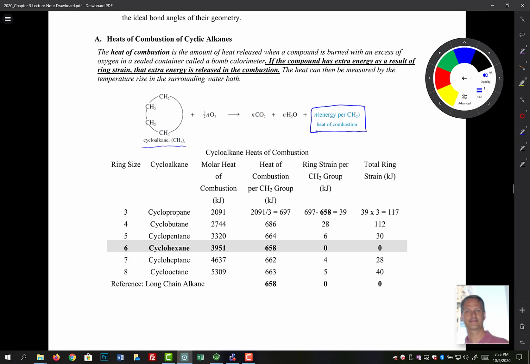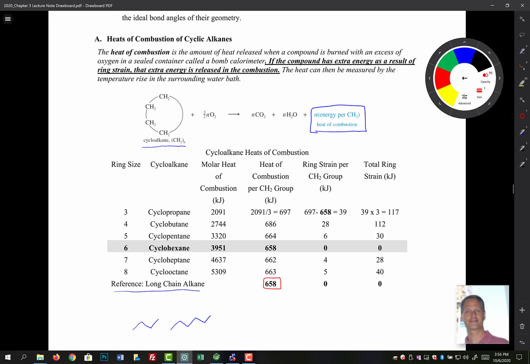So what we're going to do is look at this table and talk about some energies here. Our reference is the long chain. What you end up doing is you burn different length molecules, figure out the delta H, and then divide this by the number of carbons, and this will give you the heat of combustion per CH2. This is our reference, because linear molecules are not going to have any ring strain because they're linear, right? There's no ring formed there.